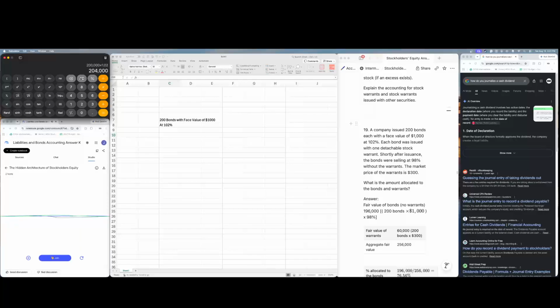Our total fair value is $256,000. Even though we only got $204,000 in cash, the proportions stay the same. The bonds represent about 76.56% of that total fair value. And the warrants make up the remaining.